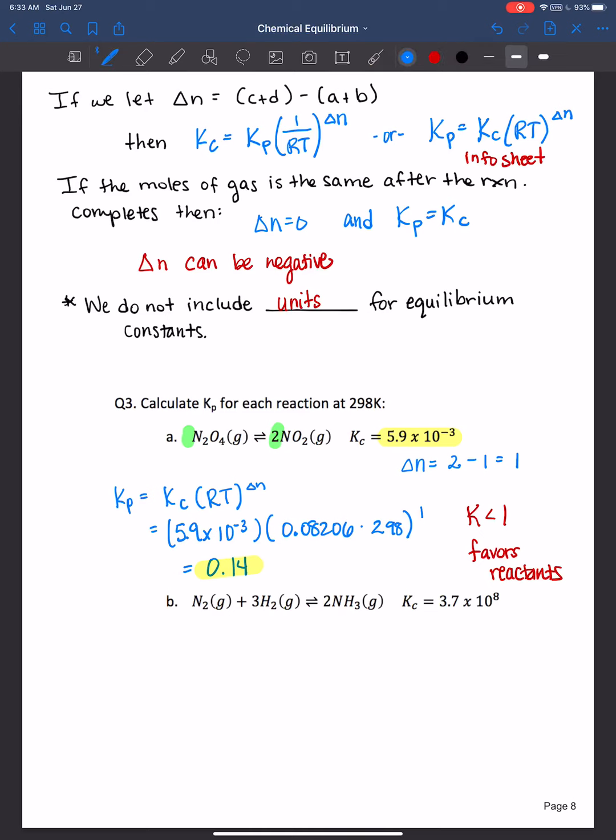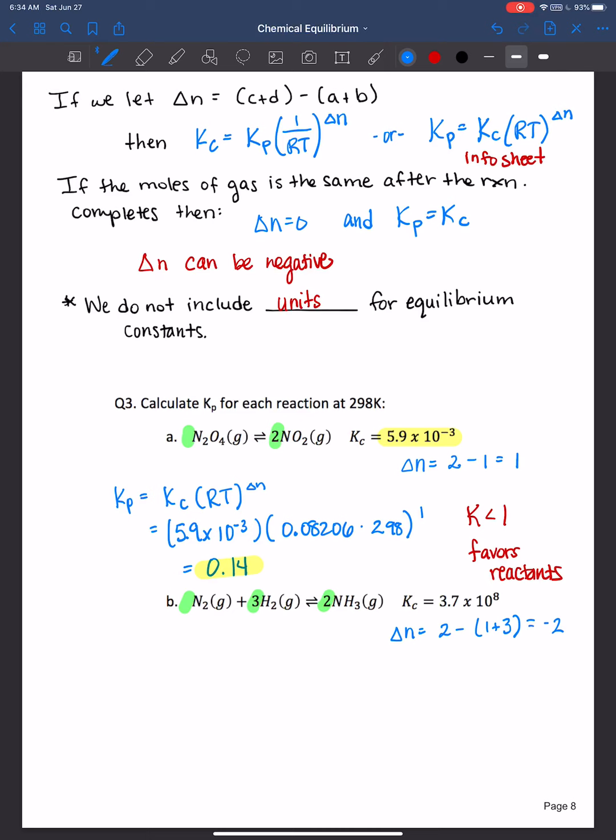All right, so let's go ahead and get started. So we have nitrogen gas plus hydrogen gas to make ammonia. We have a Kc of 3.7 times 10 to the 8th. And so first order of business, calculate the change in moles. I do that by looking at the stoichiometric coefficients and doing products minus reactants. So here I have 2 minus a 1 plus 3. Since there's 4 moles of reactants there, 2 minus 4 is -2. Keep it as a -2, don't change it.